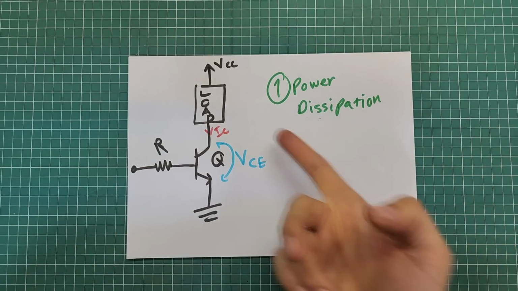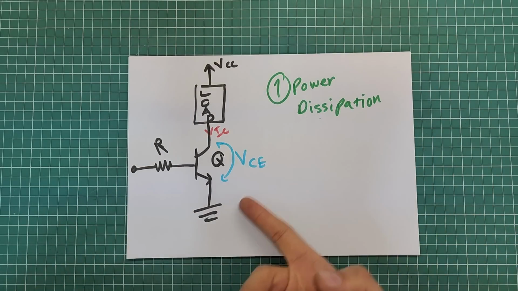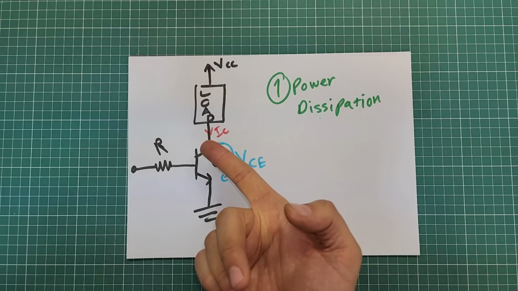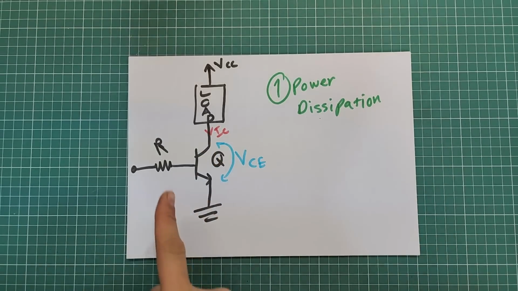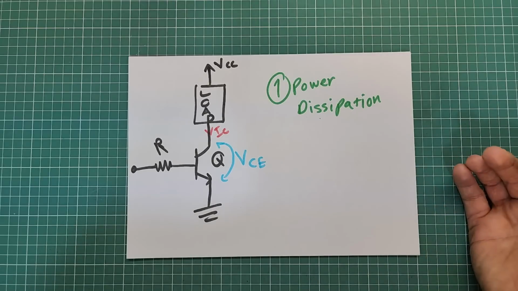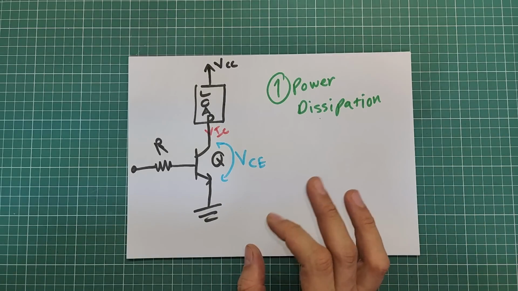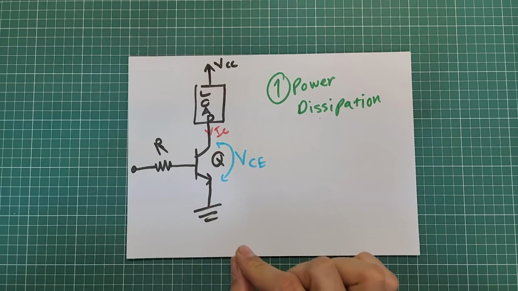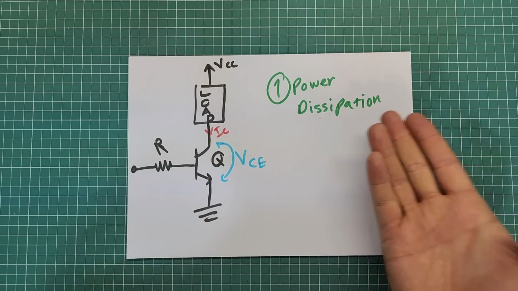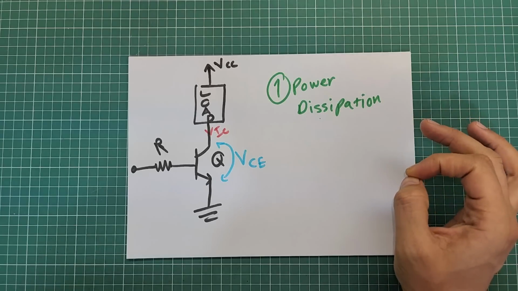The first thing is power dissipation. Power dissipation is the product of collector-emitter voltage and collector current. Choosing a bad value for this base resistor may put the transistor in the active region where the collector-emitter voltage is high. Higher collector-emitter voltage means higher power dissipation. Higher power dissipation means higher risk of transistor failure and damage.